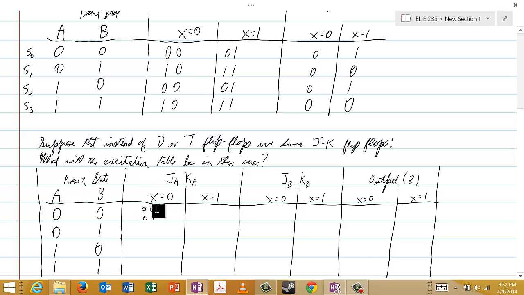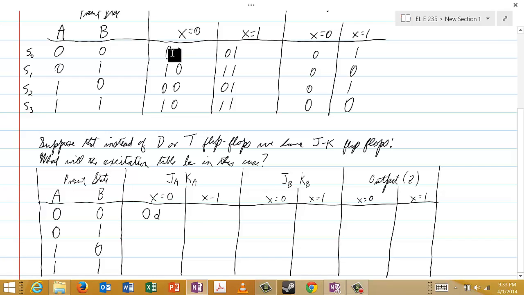So if 0, 0 would work, and 0, 1 would also work, then we can summarize that very nicely by saying 0 and maybe D for don't care. Really what we're saying is we don't care what KA is in this case. It could be either 0 or 1, and either one will work just fine. It will give us a next value of 0 up here.